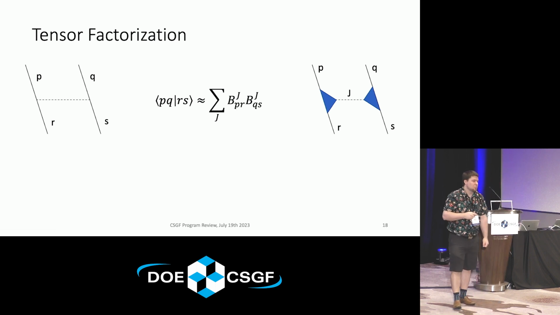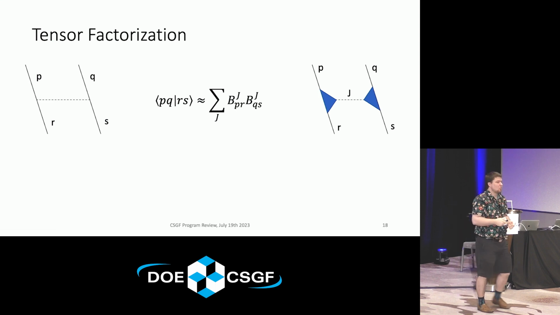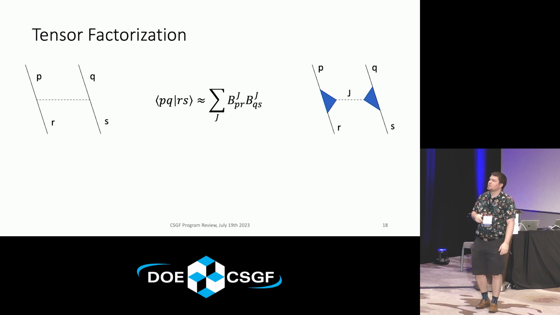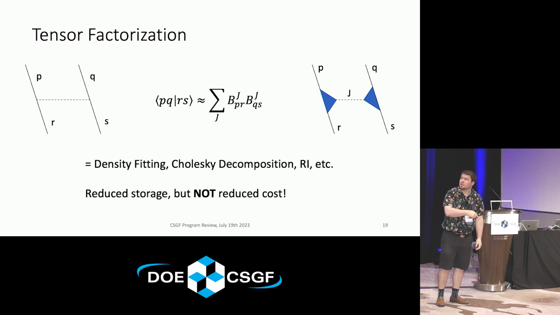The problem is, this particular technique reduces the size of the things we need to worry about from n to the fourth to n cubed, but it does not reduce the computational scaling. In fact, once you do calculations, you actually end up having to multiply these back together, get this, and then go on your way. So we need a different type of factorization.